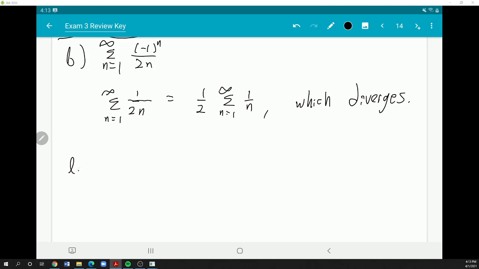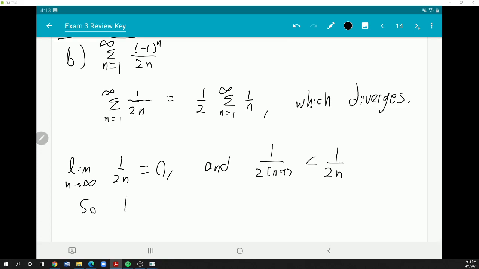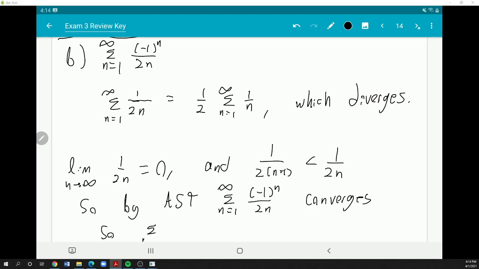But we did this one similarly. The limit equals 0, and 1 over 2 times n plus 1 is less than 1 over 2n. So the sequence is decreasing. The terms go to 0, and they're decreasing. So by AST, the alternating sum converges. So the sum itself that we started with converges conditionally.